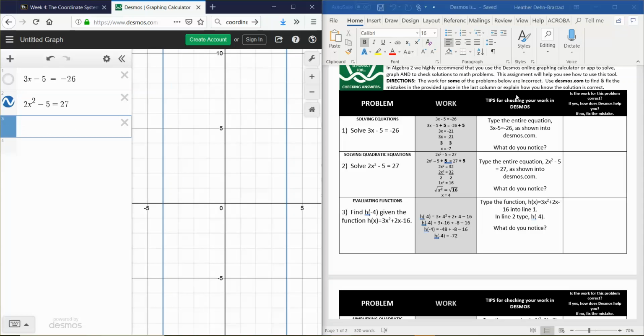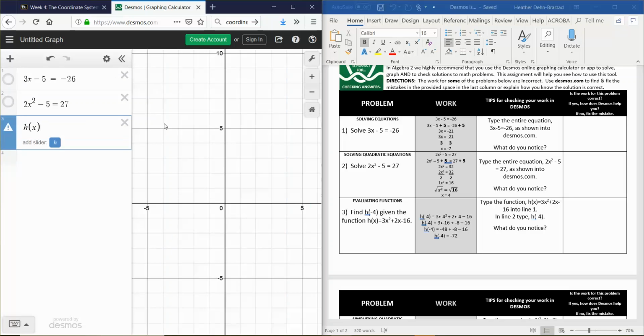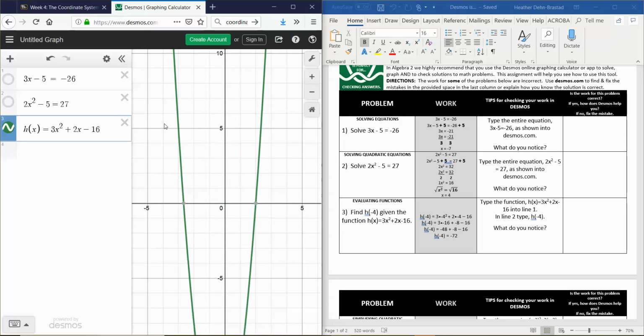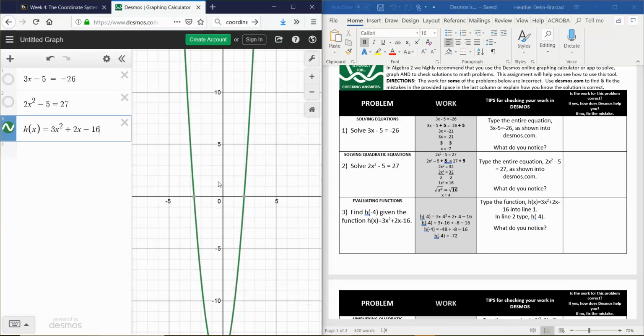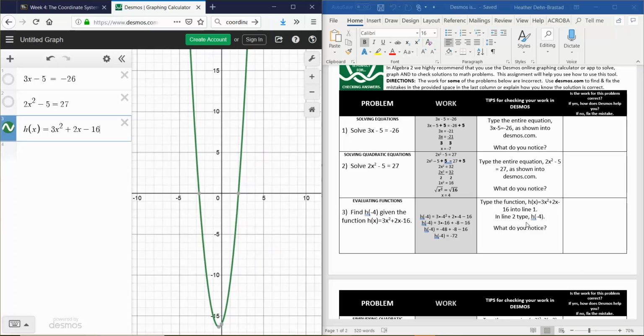It tells you here what to do. Type the function, and then type in another line, type this. So we could delete these and type them in 1 and 2, or we could just do this in 3 and 4. So I'm going to type exactly what it is. h of x equals 3x squared plus 2x minus 16. There's my function.